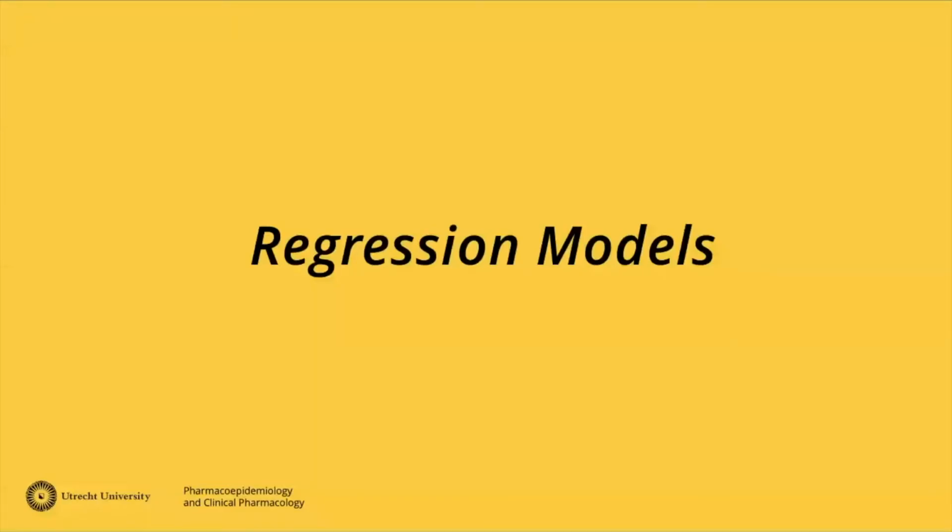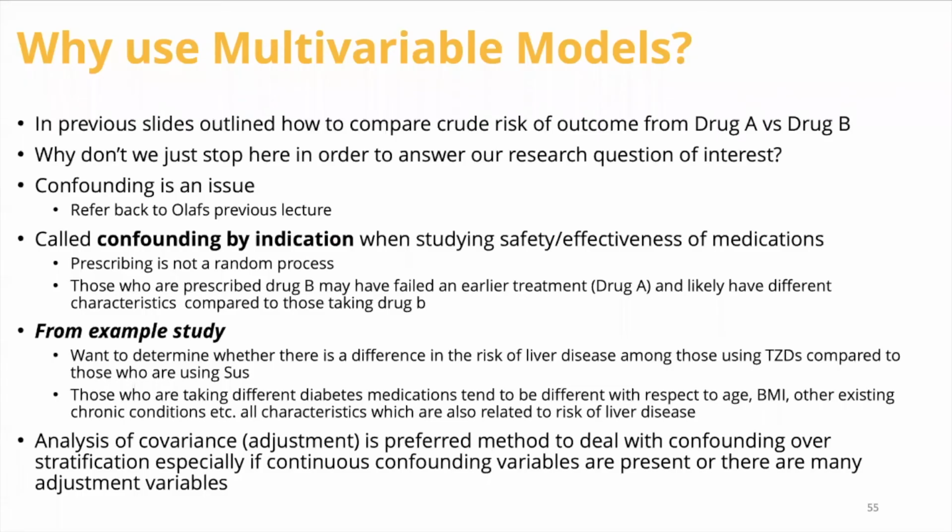So now we're going to move on to regression models, which is a more complicated way of conducting inferential statistics. So why do we want to use multivariable models in the first place? In the previous slides, we outlined how we can compare the crude risk or rate of an outcome between drug A and drug B. So why don't we just stop there in order to answer a research question of interest?